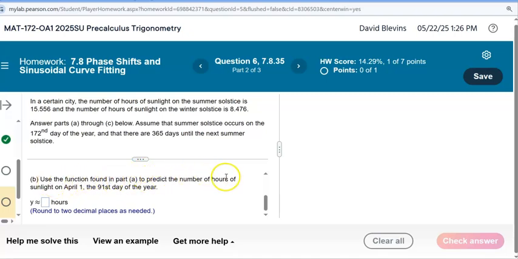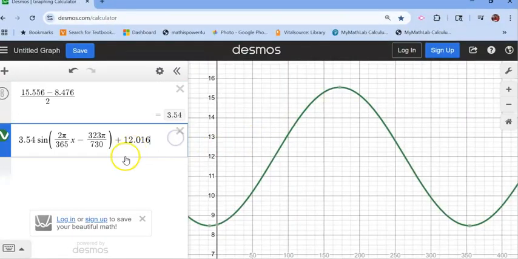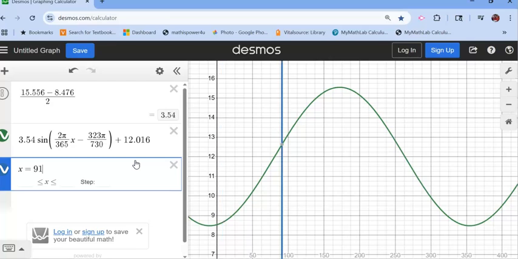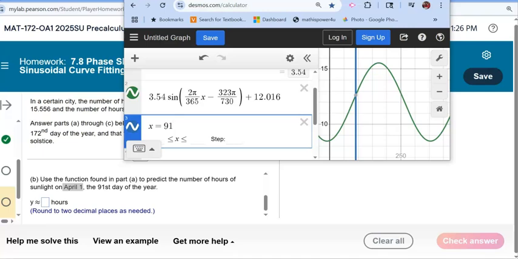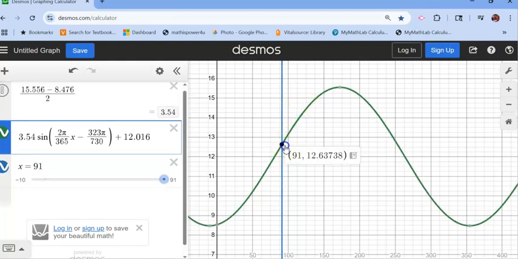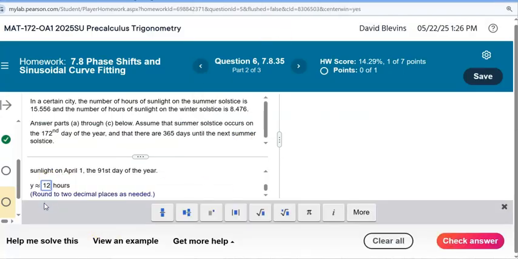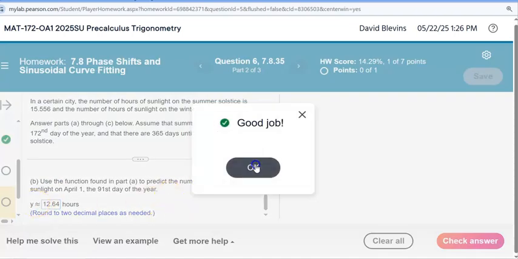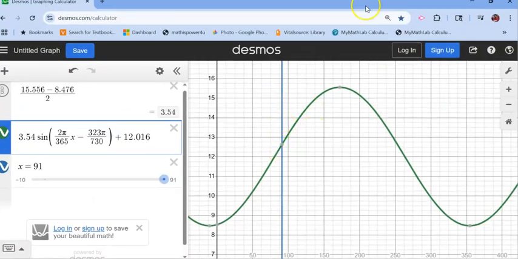All right, use the function to predict the number of hours of sunlight on this particular day, the 91st day of the year. That's an x coordinate. So what you want to do on this is to type in x equals 91. That's the 91st day of the year. Okay, so I'm just typing x. That's what x models, the day of the year, and the number of hours will be that y coordinate there. So 12.64 roughly, to 2 decimal places. So 12.64 is the intersection of those two values. Okay, that's something again that you cannot do in a TI calculator that Desmos does allow for you to do.